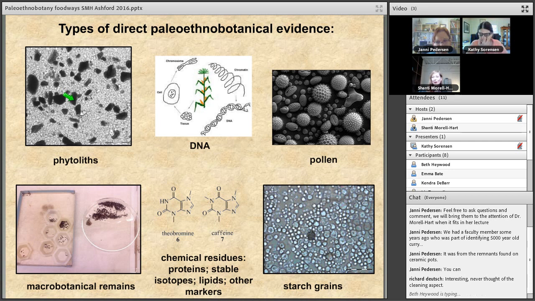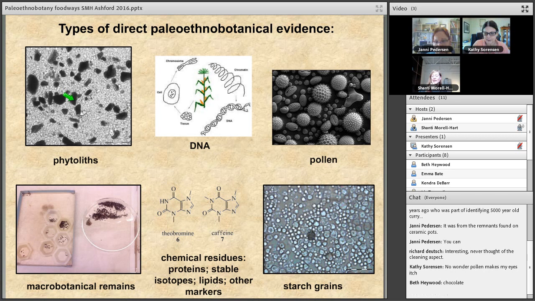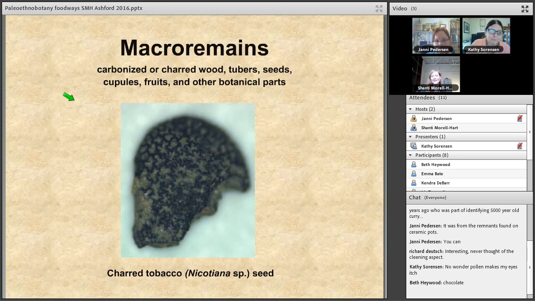I see some typing. I'll wait for it. Or maybe I'm not able to see the comments. Oh, there we go. Although, you know what? I think there actually may be a little bit of a delay now that I'm looking at it. Yes, thank you, Beth Haywood. It is chocolate, which I will be getting to toward the end of the lecture.